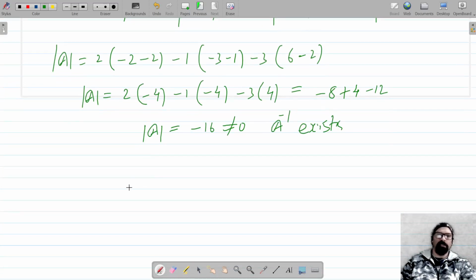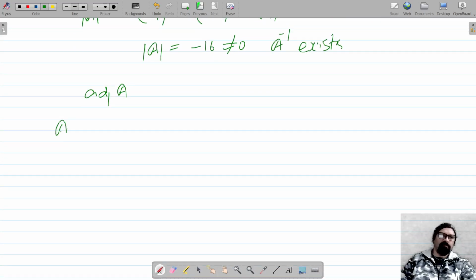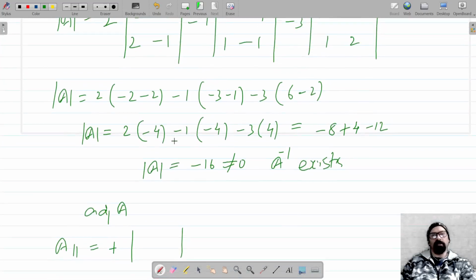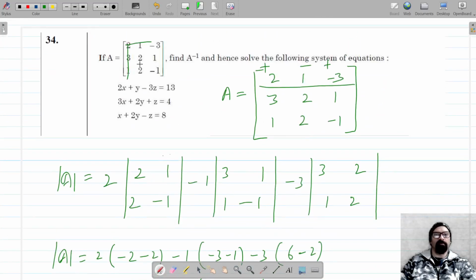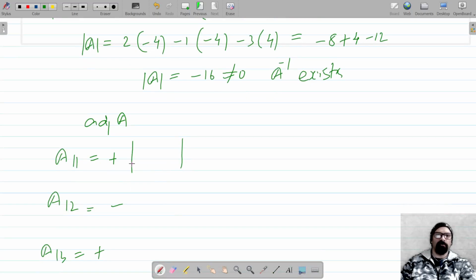And how do we find A inverse? Let's find out the adjoint of A. To find the adjoint of A, we have to find the cofactors. So this is A11, A12, and A13, with signs plus, minus, and plus. Now removing the row and the column for A11, we are left with 2, 1, 2, negative 1.